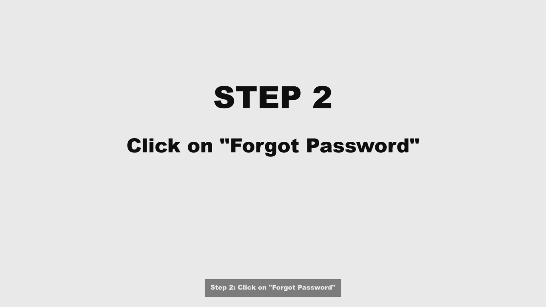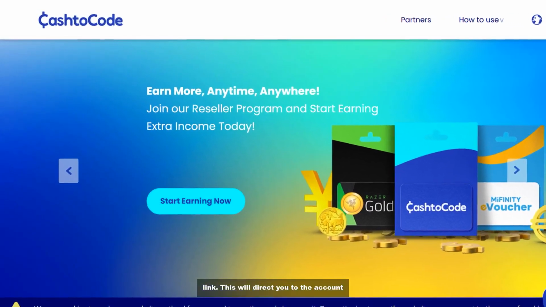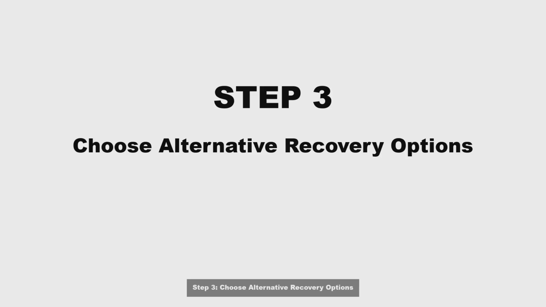Step 2. Click on Forgot Password. Locate and click on the Forgot Password link. This will direct you to the account recovery options available. Step 3. Choose alternative recovery options.